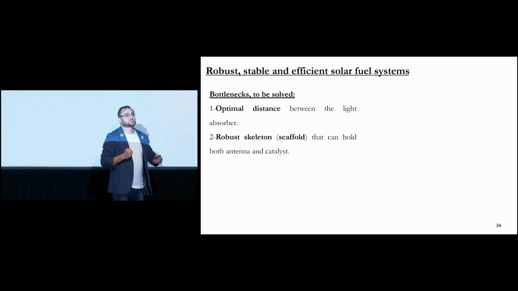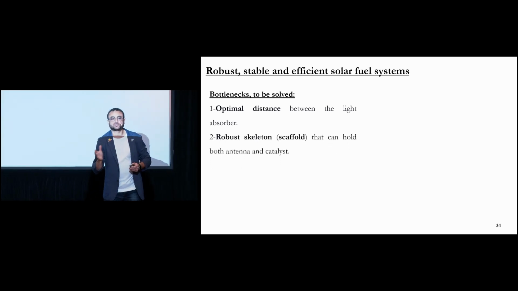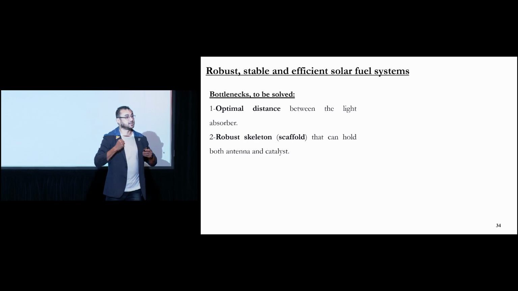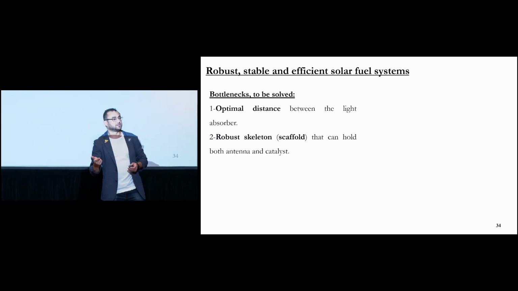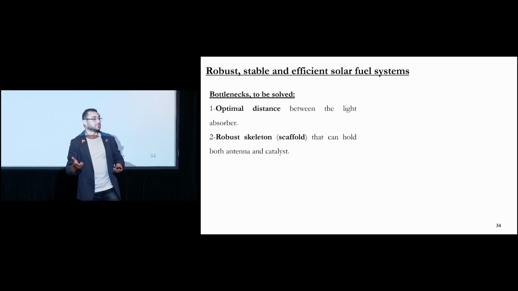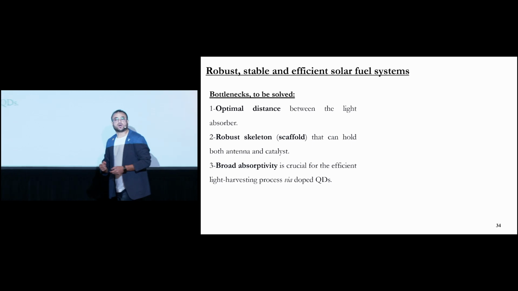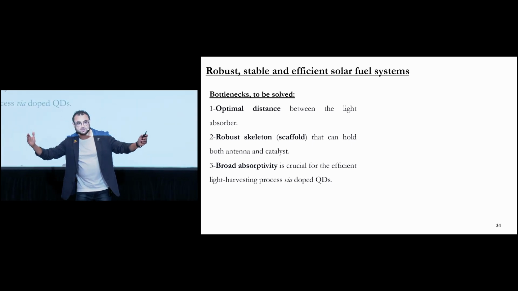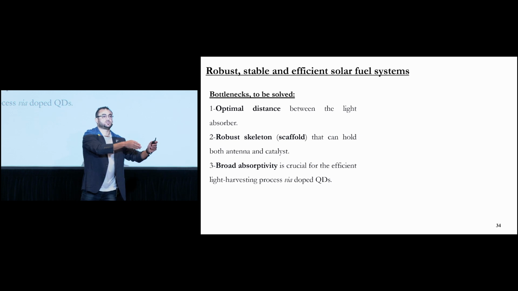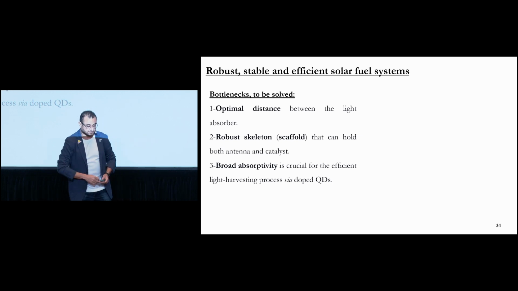You need to have a robust skeleton. And we heard a lot yesterday about MOF and COF. Both are really strong because they show high thermal stability, high photostability, and high chemical stability. So you need something that's really robust. And you need to have a broad absorptivity because the visible spectrum is wide. You can't just pick up only one wavelength. You need to pick up as much as you can.